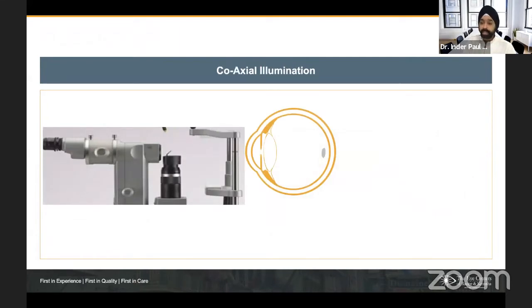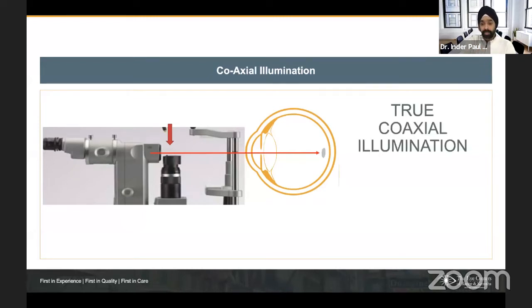They created something called a flip mirror system, allowing for coaxial illumination, meaning the illumination tower is going this way. When you fire the laser, the mirror goes out of the way, and it allows us to fire the laser. So we have the continuous coaxial illumination that allows us to visualize the entire vitreous cavity all the way to the posterior chamber and to the retina. So it's called true coaxial illumination.